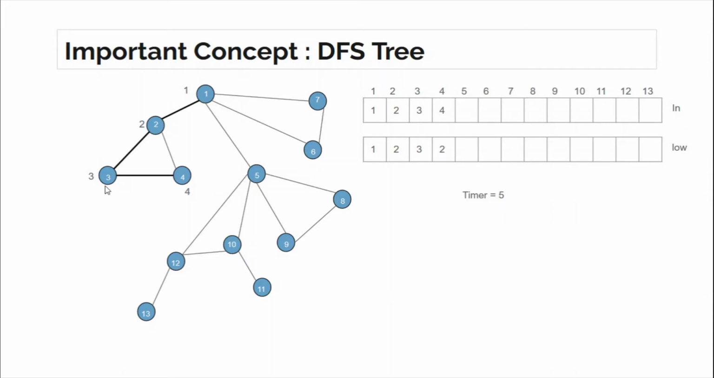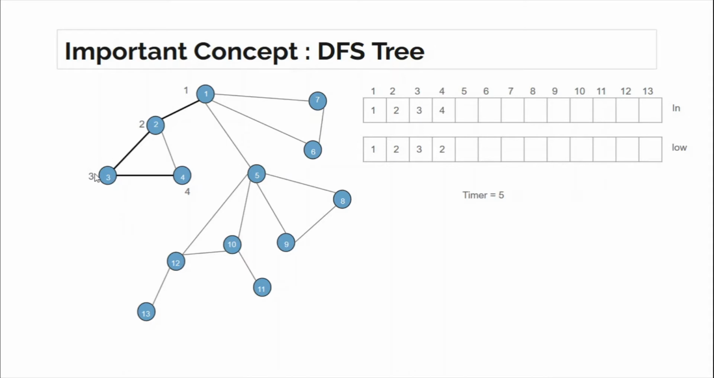Every node which has an in time smaller than the in time of node 3 is actually an ancestor of node 3, right? So only these two nodes have an in time smaller than the in time of node 3, and both of these are actually ancestors of node 3.